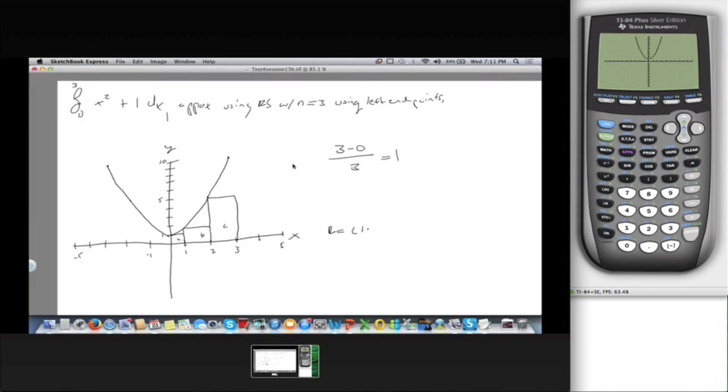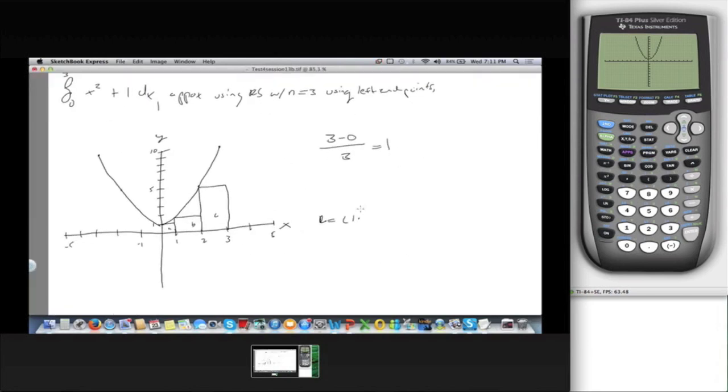Function. Okay, so here's my first endpoint: 0, 1, and 2. So 1 times 1 plus 1 times 2 plus 1 times 5. 1 plus 2 plus 5, so 8.